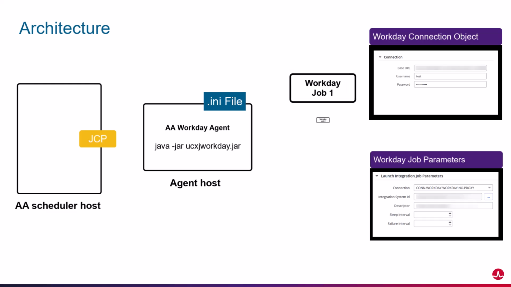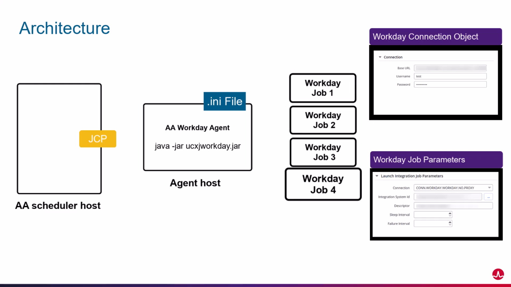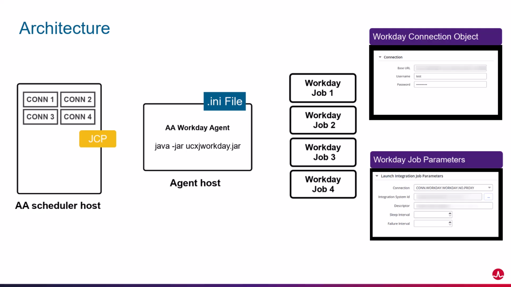Let's assume we're automating for 4 instances of Workday. We create a connection object in Automic Automation for each instance by duplicating the con template for each of these instances. Lastly, we create a Workday job in Automic Automation for each corresponding process in Workday. The Automic Automation jobs include the connection object based on the target system.